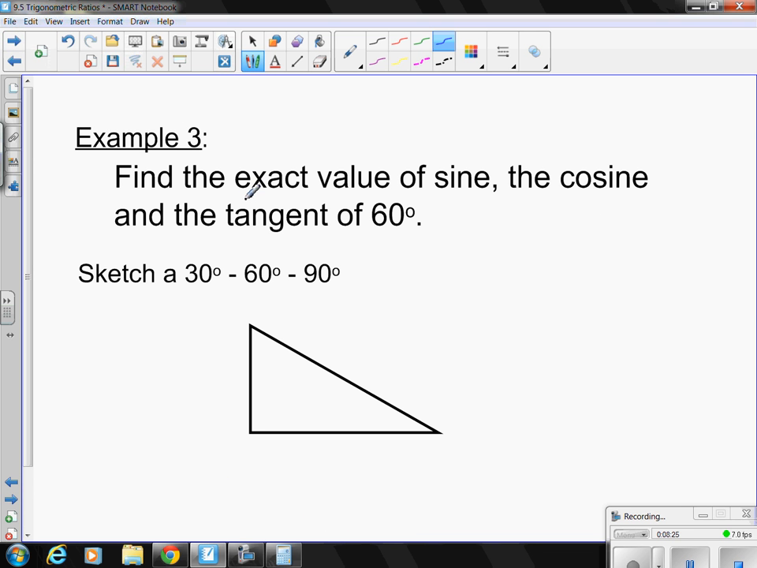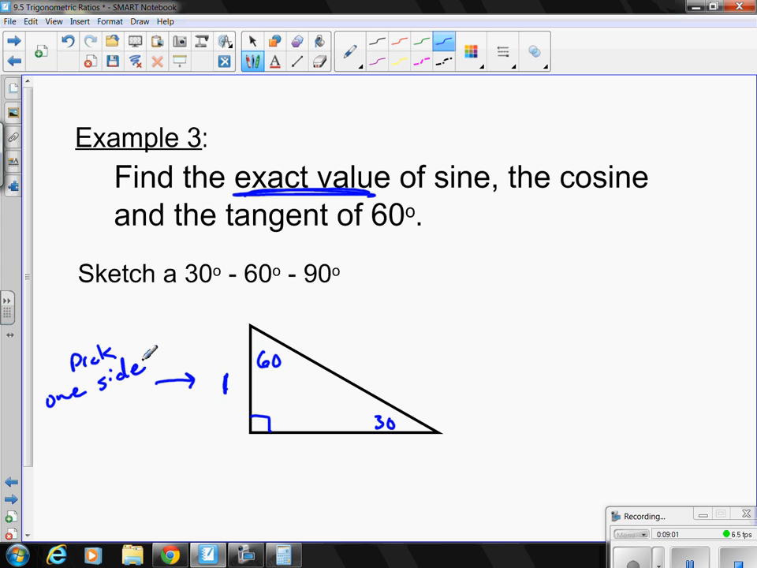Find the exact value of the sine, cosine, and tangent of a 60-degree angle. So if you have a 60-degree angle, and here's a 30-degree angle, this is a special right triangle, so we should be able to find the side lengths. Now, does it matter what the side lengths are? No, you just have to pick one and then figure out the other side lengths from that. I picked this as one because it's the easiest.